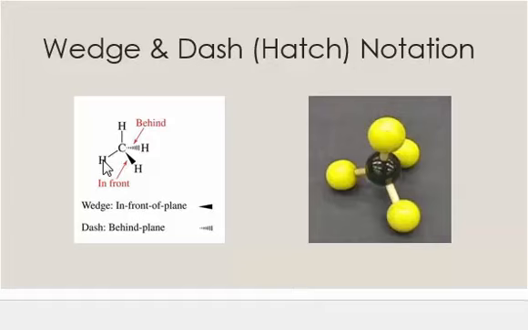One of the atoms bonded to carbon will be in front of this plane, and that bond is designated with a wedge. The last atom bonded to carbon is located behind this plane, and that bond is designated with a dash or hatch marks.